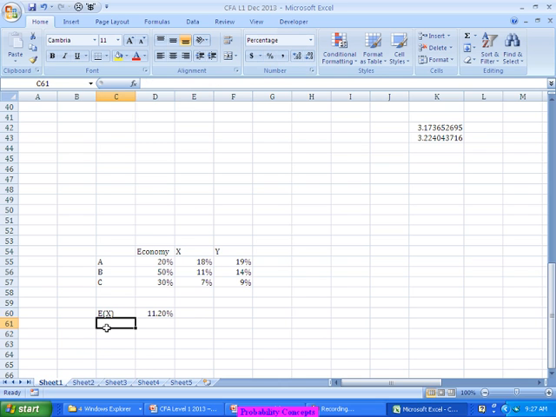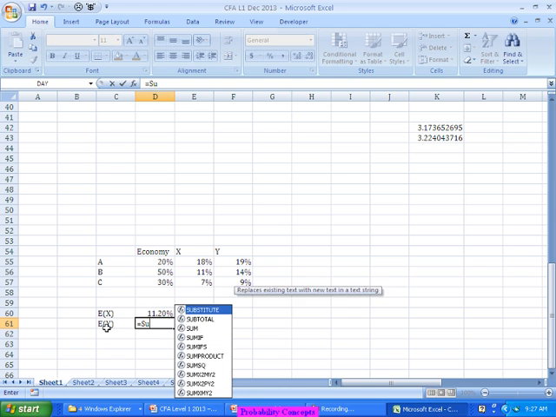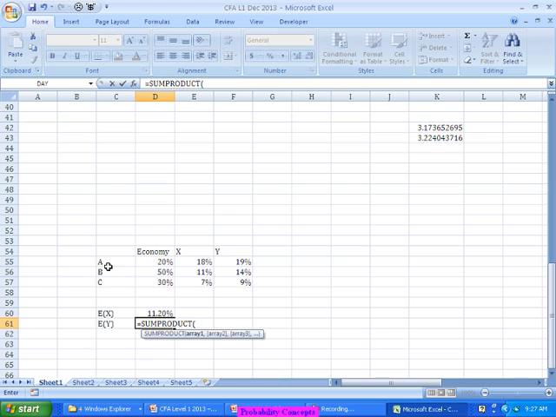Okay, then what is the expected return on Y? The same logic I can use. Right, 20% into 19% plus 50% into 14% kind of stuff.